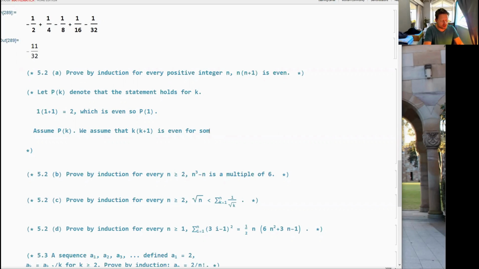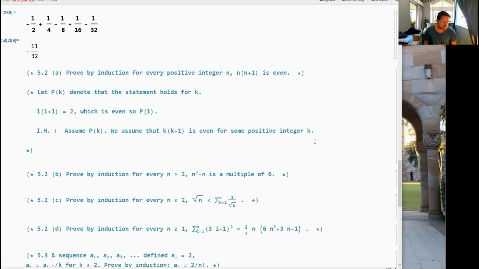for some positive integer k. Okay, so this is the induction hypothesis. So I'll just put I.H, abbreviating induction hypothesis. So it's important to set that out. Okay, then what we do next, now that we've got that, this one's a little bit tricky because you kind of want to see where you're going.